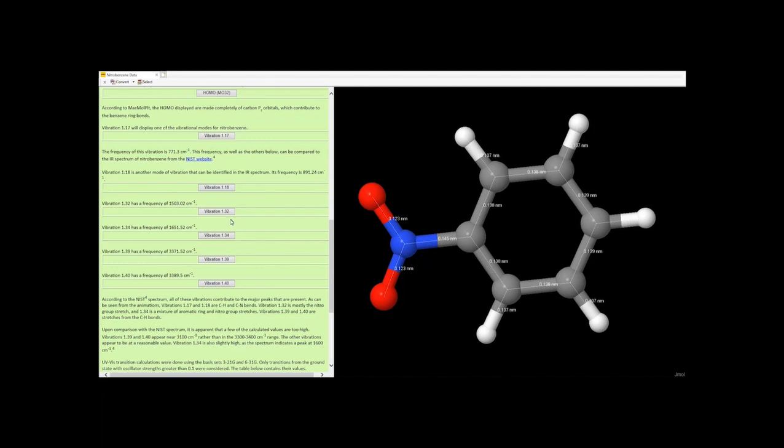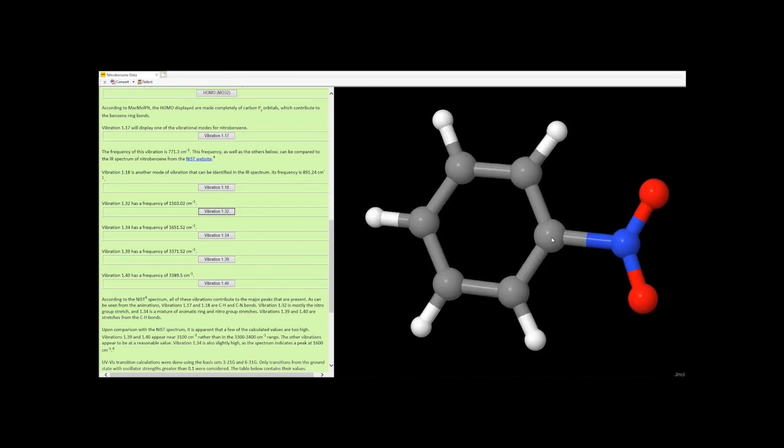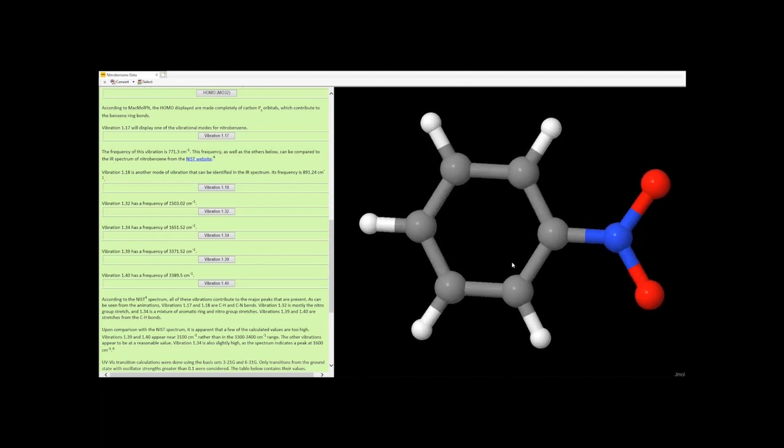Now when we hit this molecule with infrared light with a frequency of 1500 wave numbers, this is the vibration that the molecule experiences. So what you can see here is that the vibration is mostly around the nitro group and around the nitrogen-oxygen bonds.